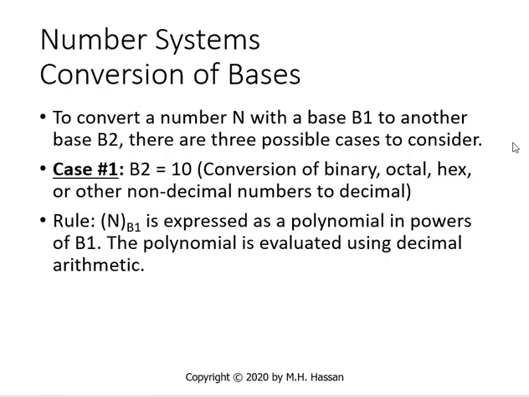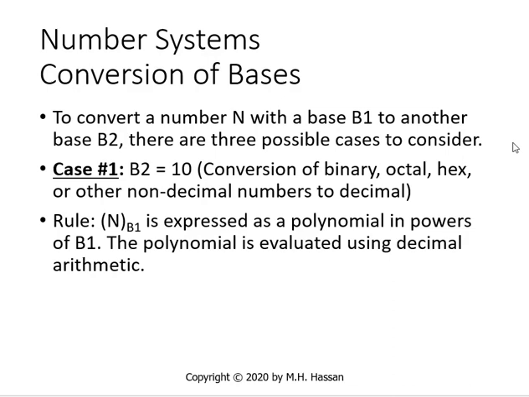Now, conversion of bases. To convert a number n with a base b1 to another base b2, there are 3 possible cases to consider. Case number 1: b2 is equal to 10. So by using the polynomial, we can convert any number from any base to a decimal number. In this case, we are converting binary, octal, hexadecimal, or other non-decimal numbers to decimal. So the rule is simple.